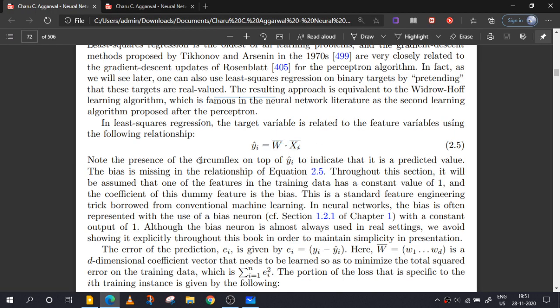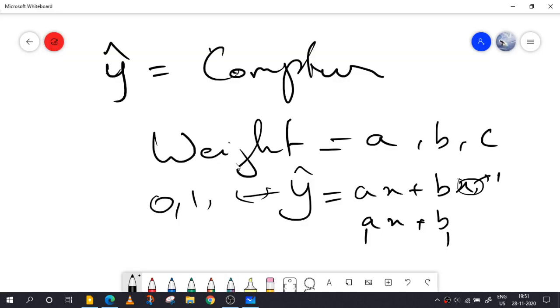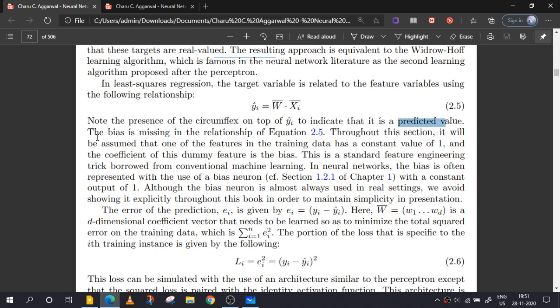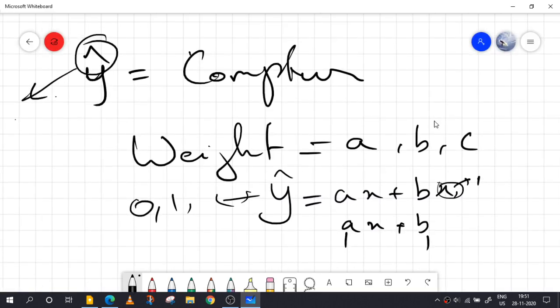And note the presence of the circumflex. I didn't know what this meant. I thought this was some coding thing. No, it's just this hat thing. It's called a circumflex. Whatever. The circumflex on top of y hat indicates that it is a predicted value, meaning this is what the algorithm is predicting. The bias is missing in relationship 2.5. Bias is basically this.